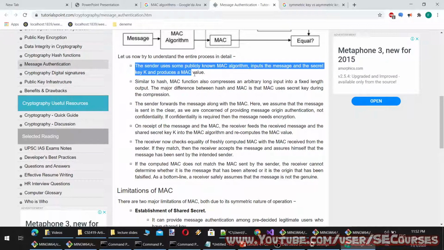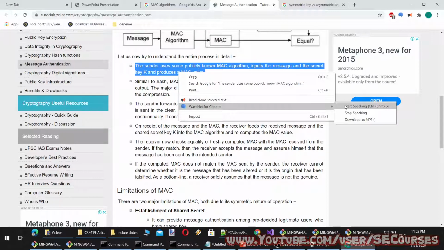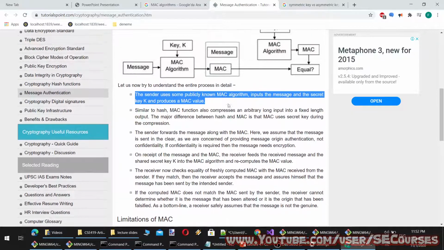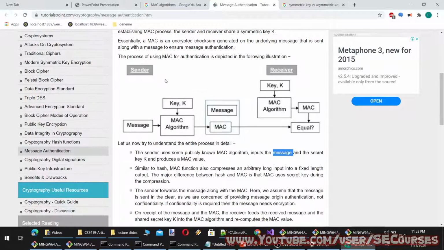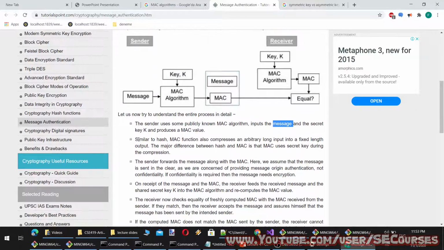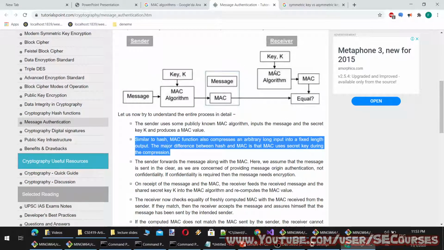Let us now try to understand the entire process in detail. The sender uses some publicly known MAC algorithm, inputs the message and the secret key K, and produces a MAC value. So it takes two inputs. One is the message itself, the message that will be delivered to the receiver, and the other is the secret key. The secret key is shared between the sender and the receiver. This is important, and the key is not public.